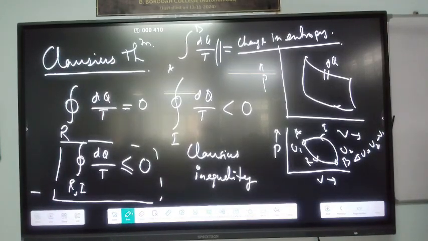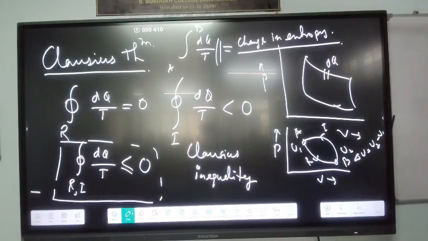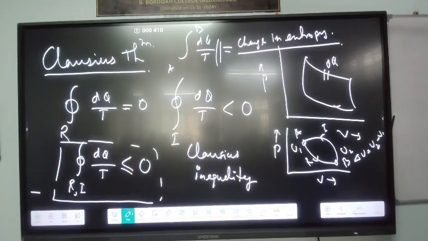So right now what we can say is that there is a parameter that we got by dividing the heat by the temperature, and that I can call entropy, which changes if I go from one state to another state, and it doesn't change if I complete one cycle. That means it is not a path dependent parameter, it is a state function or state parameter. So that much we know.